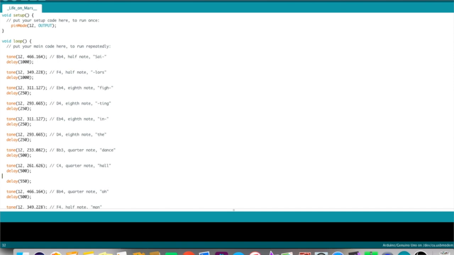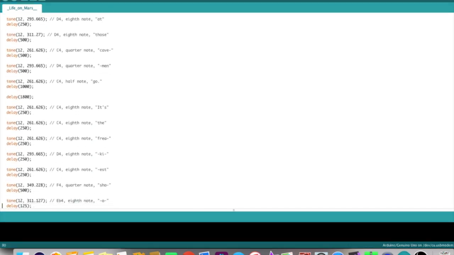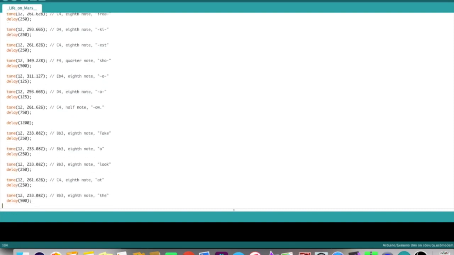The Arduino IDE uses milliseconds as a unit of time, so I needed to convert a 4/4 time signature to milliseconds. After a little experimentation, I decided that an eighth note would be 250 milliseconds, a quarter note would be 500 milliseconds, and a half note would be 1000 milliseconds. After adding in durations, this is what the code looked like. More importantly, this is what it sounded like.